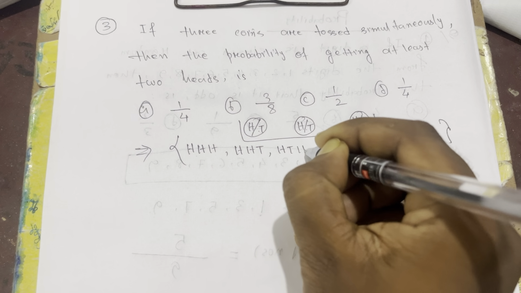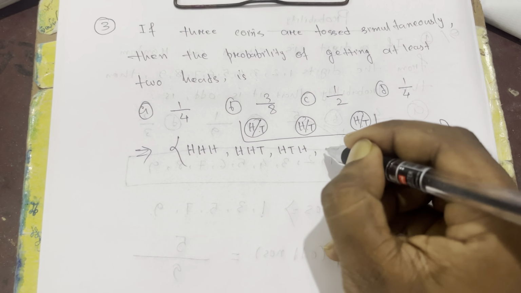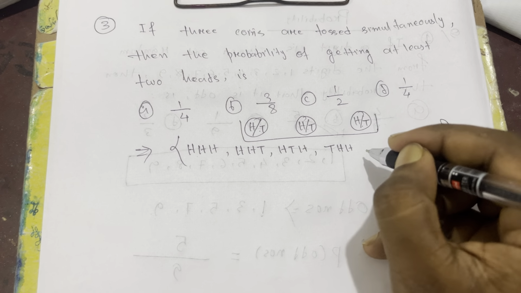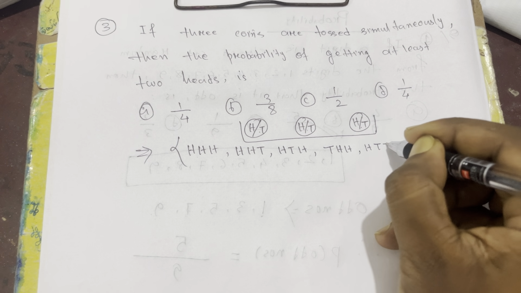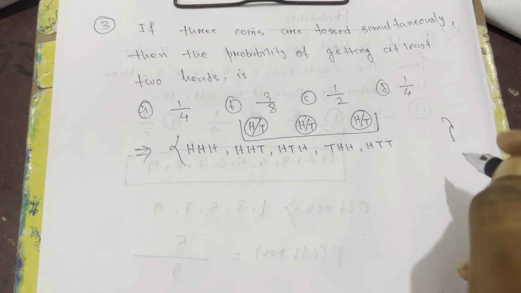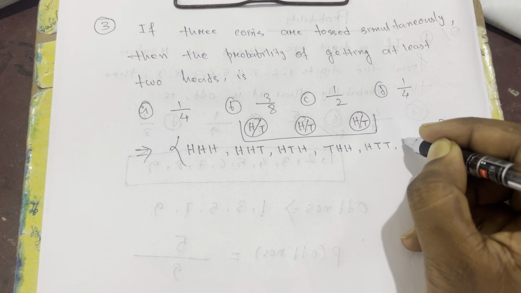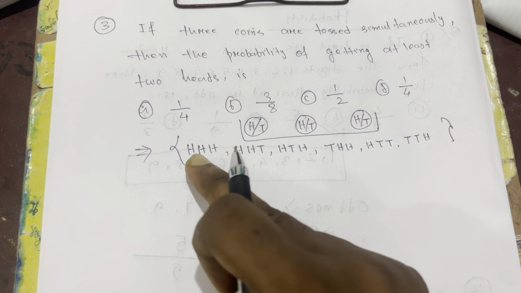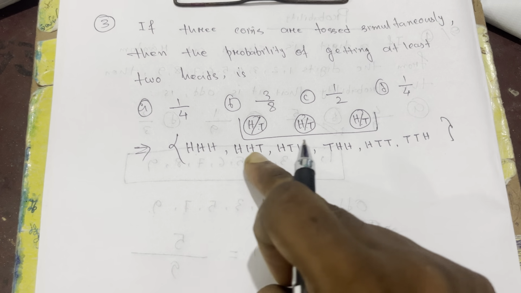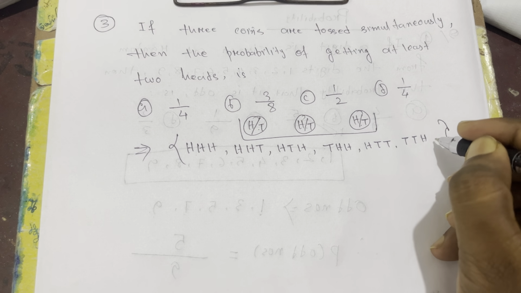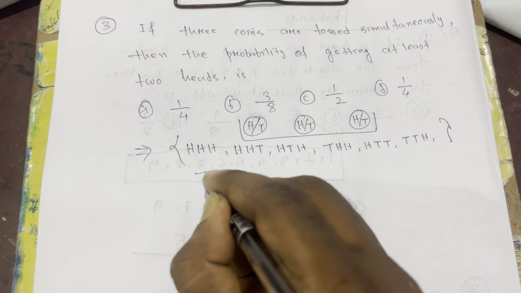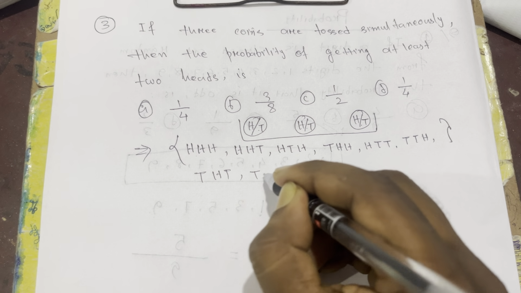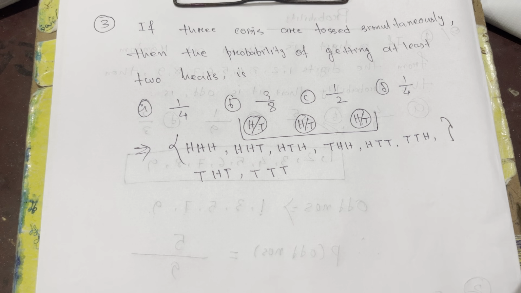Head tail head. This is also one chance. Tail head. This is also one chance. Then head tail. This is also one chance. Then tail head. This is also one chance. Then tail head tail. This is also one chance. Then tail. This is also one chance.